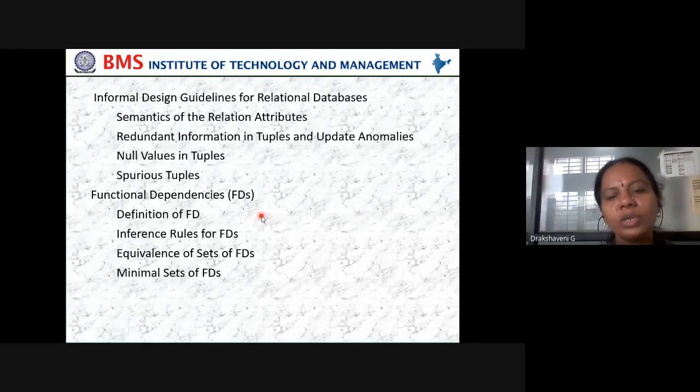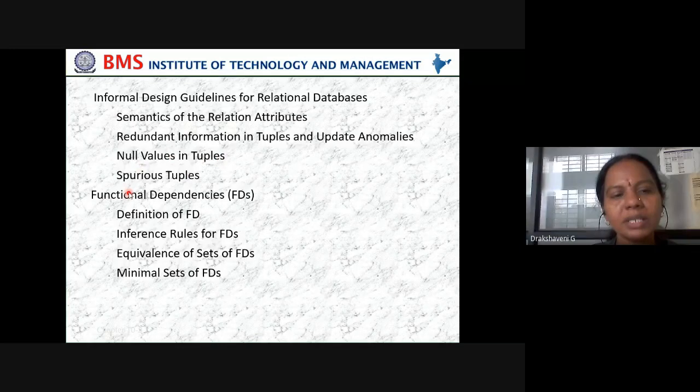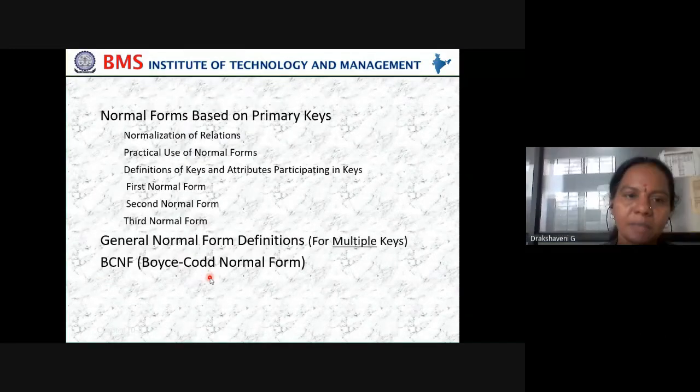What we are going to cover in this unit is informal design guidelines for relational database. Then we see the semantics of relational attributes, redundant information in tuples and update anomalies. We'll see the null values in tuples and surplus tuples. Then we see functional dependencies: the definition of functional dependency, inference rules for functional dependency, equivalence of sets of functional dependencies, then minimal sets of functional dependencies.